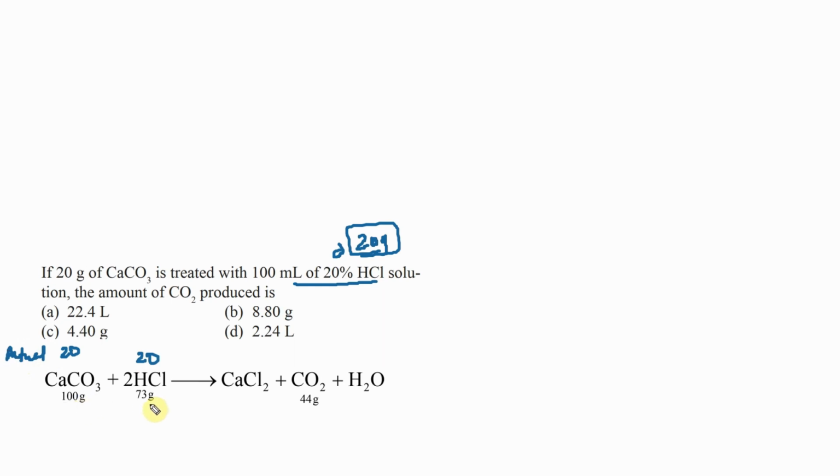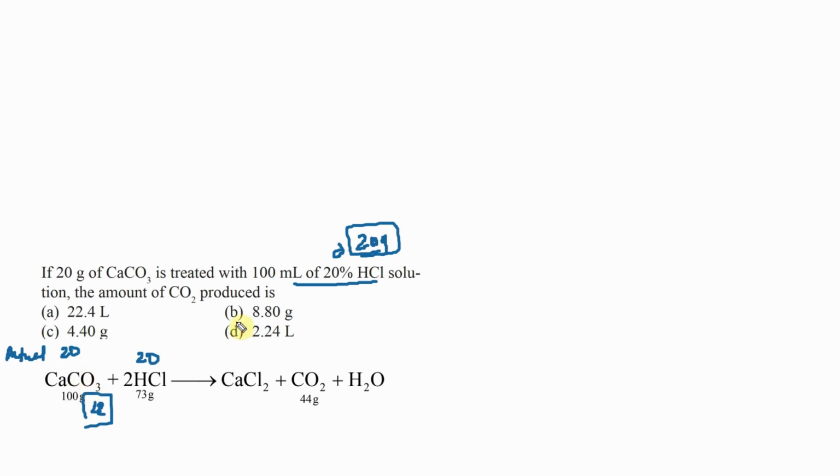100 needs 73. It needs less than what you take. 100 does not need 100, it needs less. So 20 will need less than 20. Correct? So this is my limiting reagent. This is my excess reagent. I don't need to know how much excess. I just know that it's not a 1:1 mass ratio. Hence I can say this is my limiting reagent. I have told you so many times, remember this is 100.